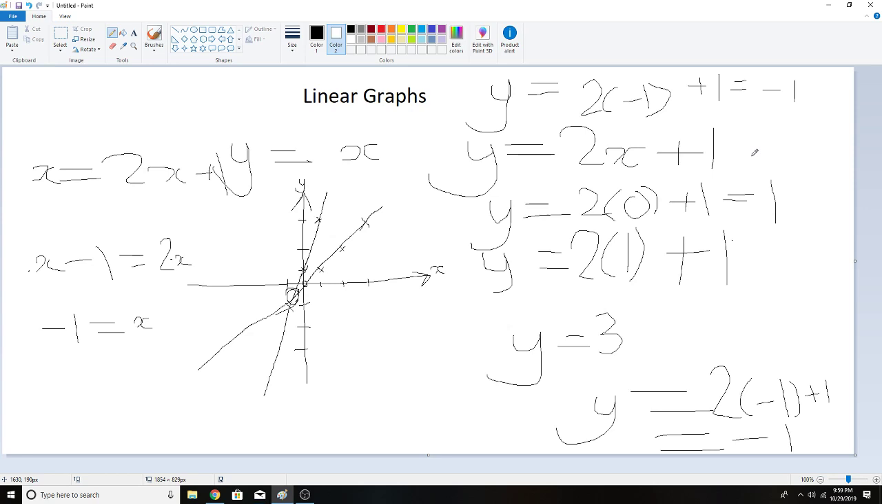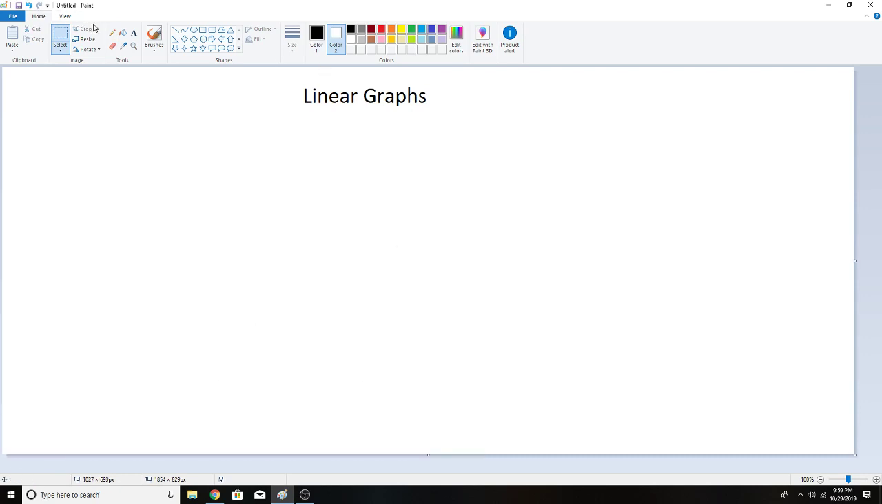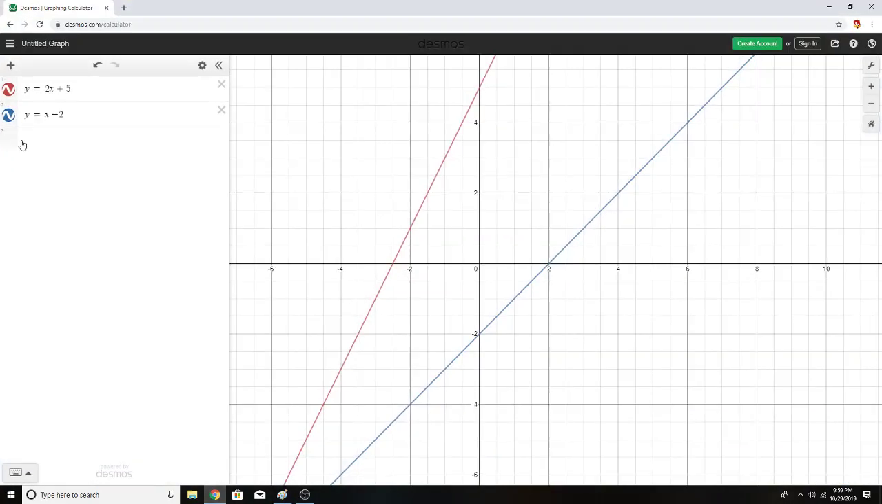Yeah, cool. I hope so. I've got another example. I'll use something else now. If I delete this, it's just in the way a bit. I've got Desmos up. This is a good graphing calculator.